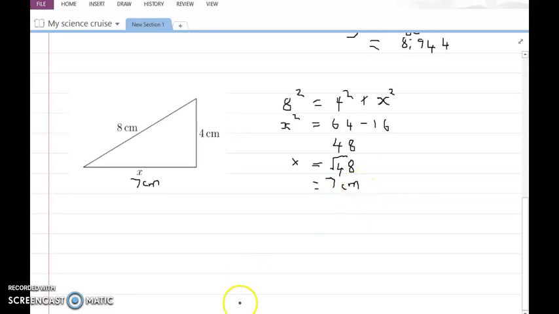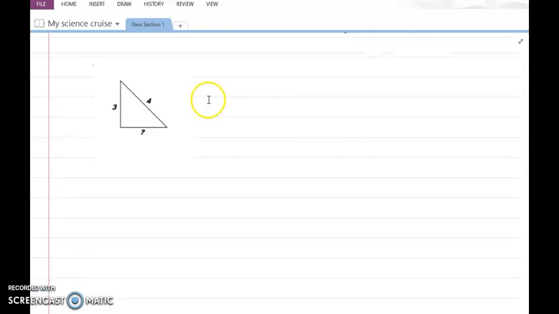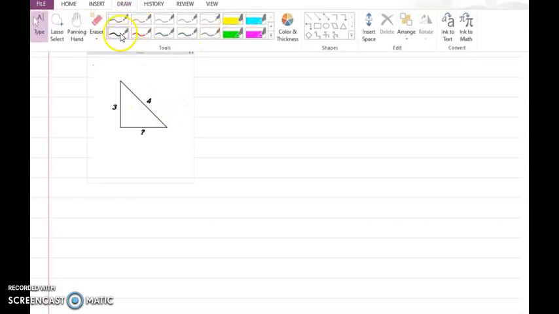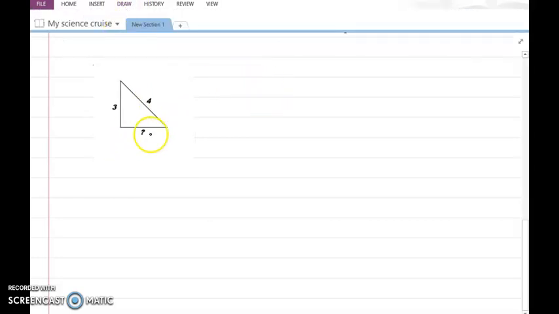Let's do another one, which will be the last one for this video. So here we have 4 as our hypotenuse. Therefore, we'll say 4 squared is equal to 3 squared, and let this be x instead of a question mark. Therefore, 4 squared will be equal to 3 squared plus x squared. X squared will be equal to 4 squared minus 3 squared.